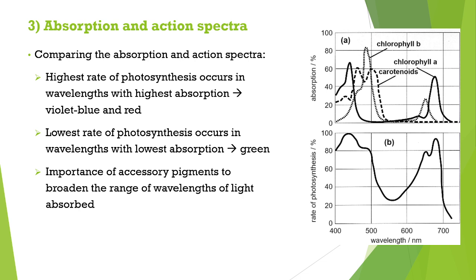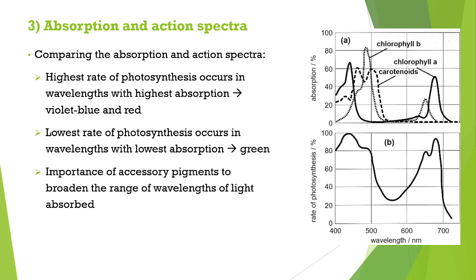Then when you look at the absorption spectrum, the lowest absorption is in the range of 500 plus to 600 plus. That's where the green color is. And that also corresponds to the lowest rate of photosynthesis, because green light is absorbed the least, so therefore it drives photosynthesis the least.